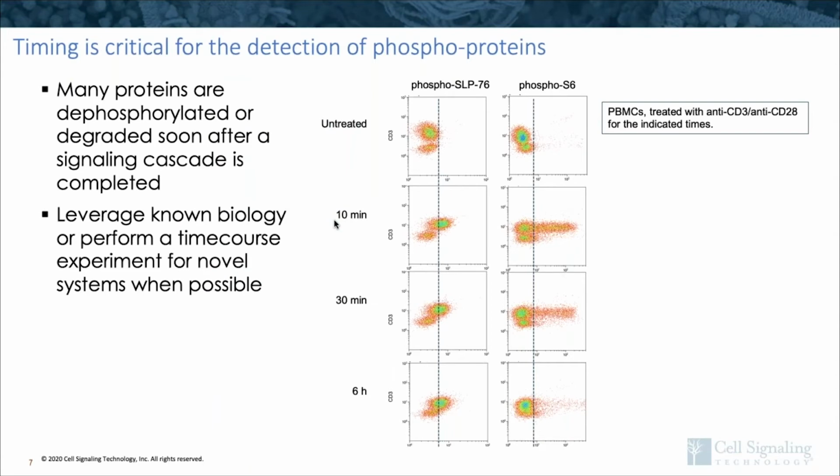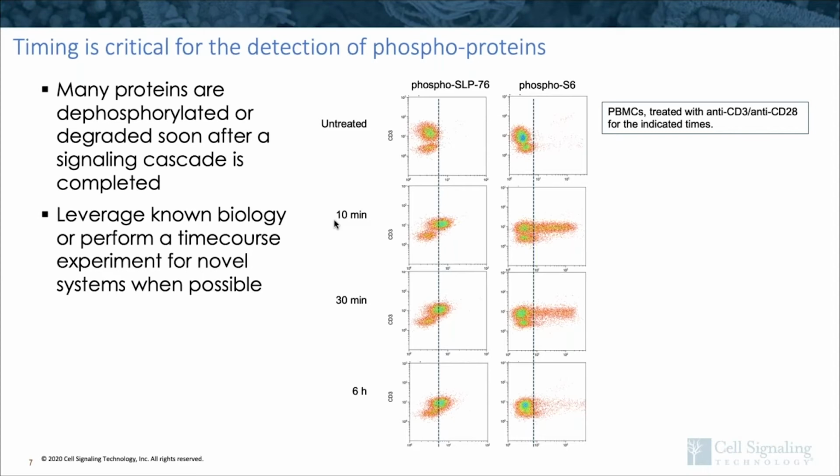So one of the big draws of being able to look at intracellular targets is being able to assess signaling events, and a lot of times these are due to post-translational modifications like phosphorylation events. So when you're doing this, you want to be careful about the time point that you're using to analyze your samples and how long you're treating your samples for, as many proteins are dephosphorylated or degraded soon after a signaling cascade is completed. Usually there's some type of feedback that happens telling it to either turn off or to essentially degrade.